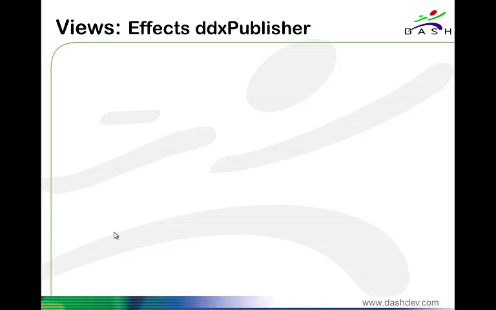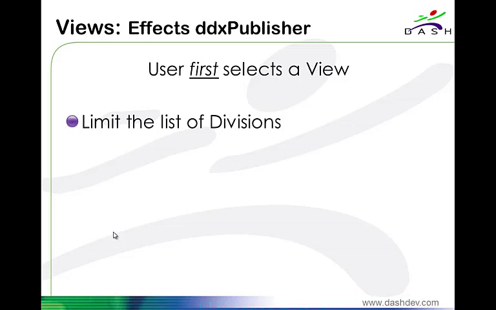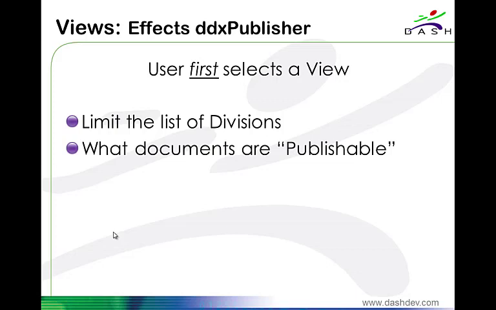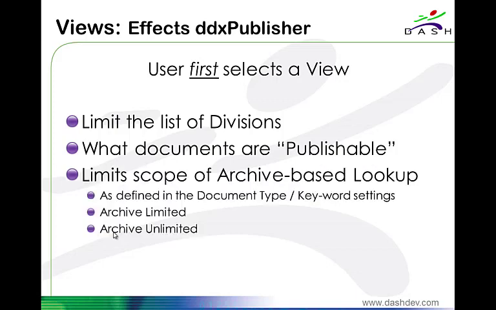A view also affects the publisher. The user first selects a view, just like in the viewer. And this limits the list of divisions at their disposal and limits what document types are publishable. So I may not be able to use the publisher to put away a certain type of document because of constraints placed on me by the view I've selected.